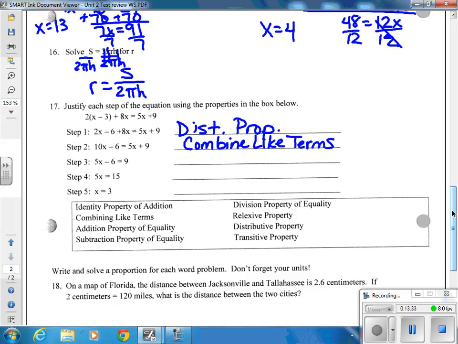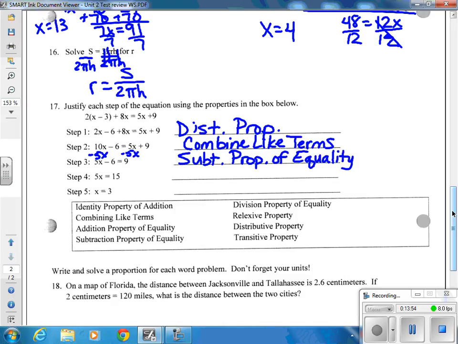In order to get from step 2 to step 3, you can notice that the variables on both sides went away and down to 1, so they subtracted 5x from both sides to get the next step, and that's what is known as the subtraction property of equality. Because remember, if you do the same operation on each side, it's a property of equality.